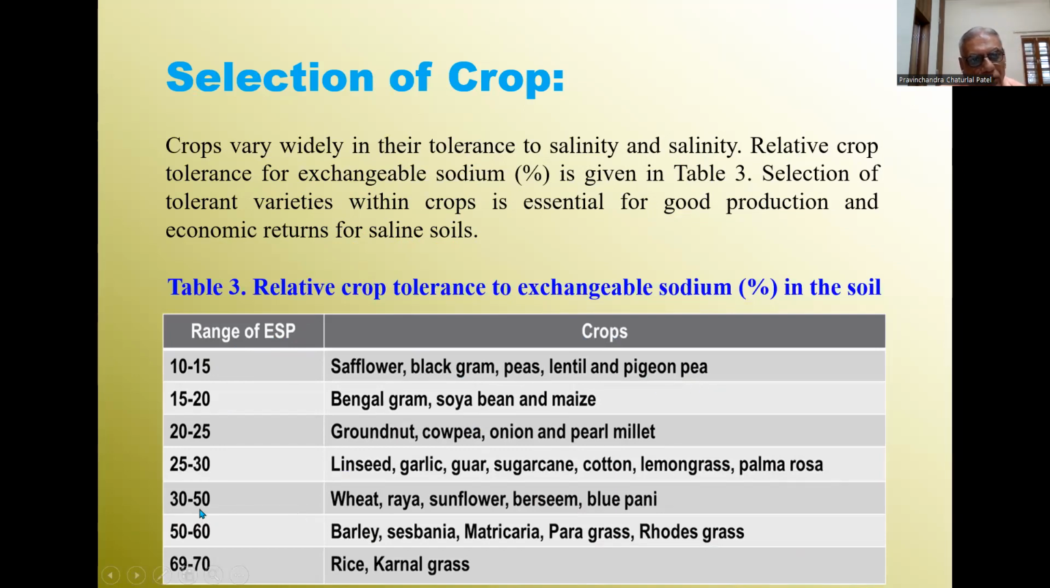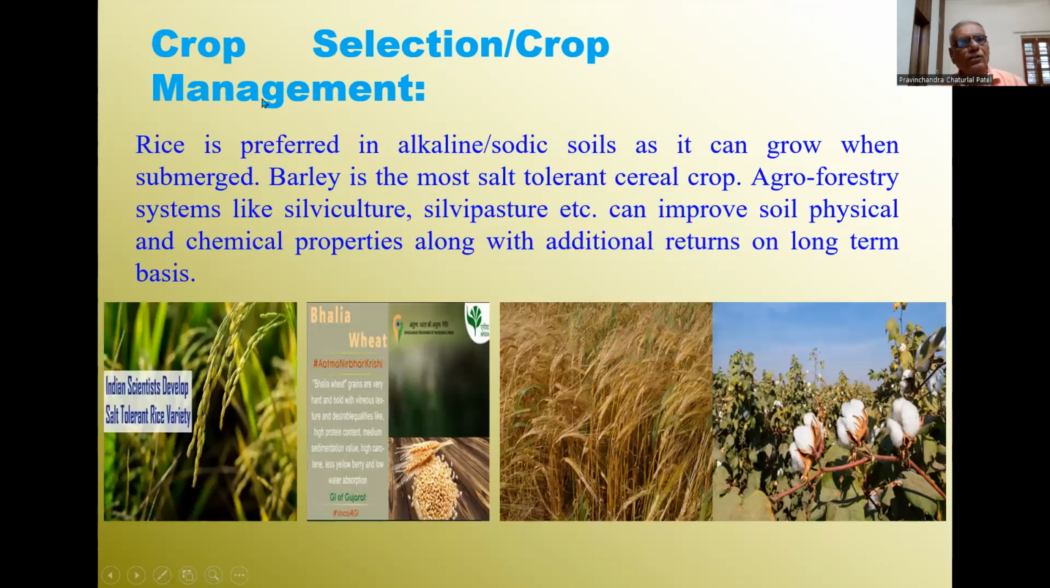Suppose ESP is 30 to 50, then you have to grow wheat, rice, sunflower, berseem, and blue panic. And when there is a high ESP of 60 to 70, then you have to grow rice and Karnal grass. So as per the range of the ESP, we should choose the crops in the field to achieve higher crop production. And crop selection, crop management. So rice is preferred in alkaline sodic soil as it can grow well submerged.